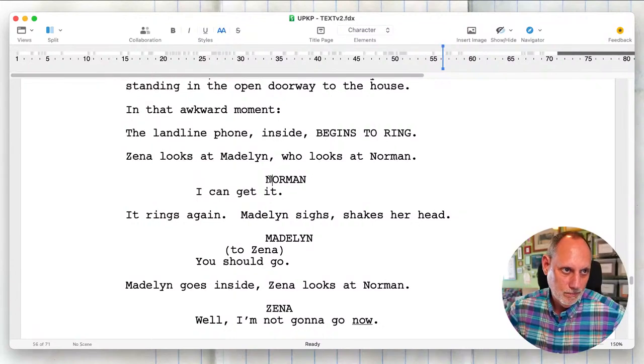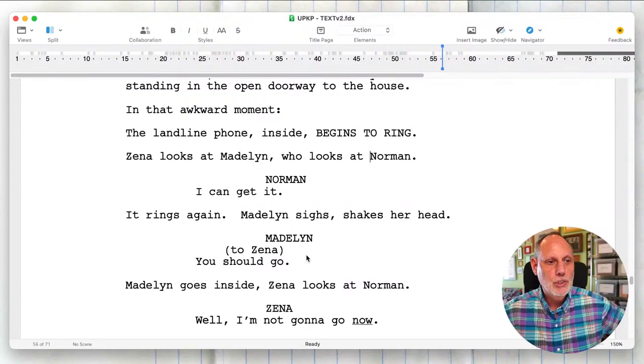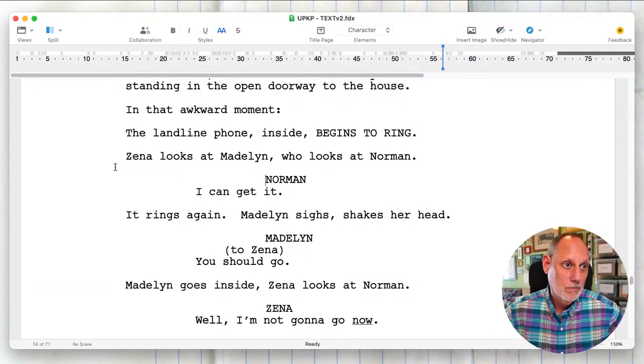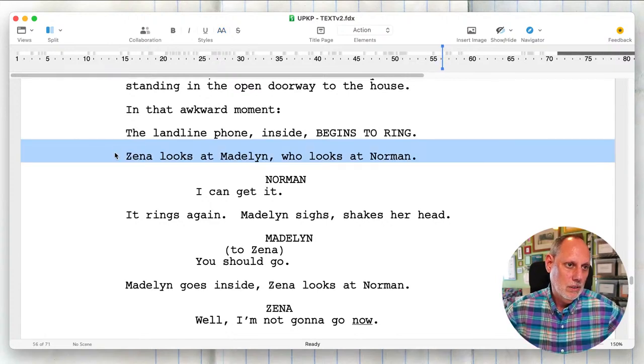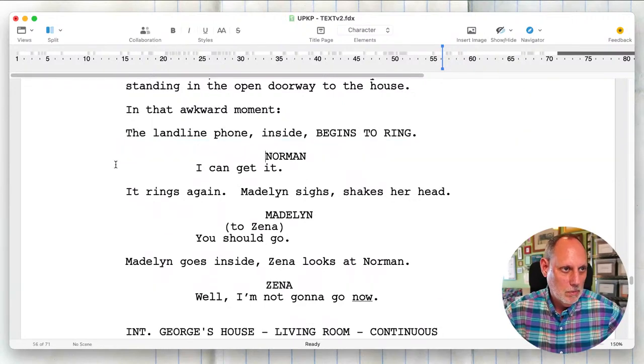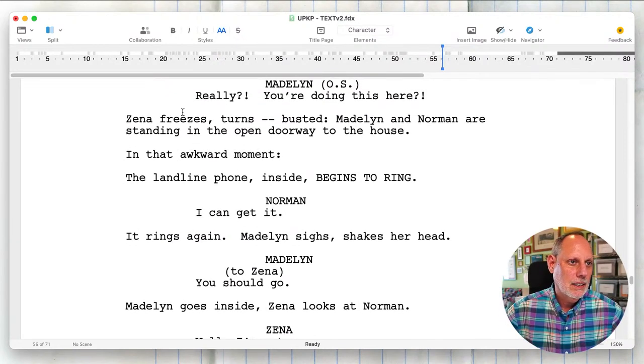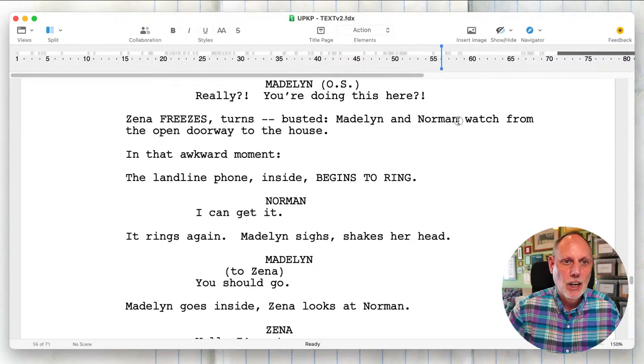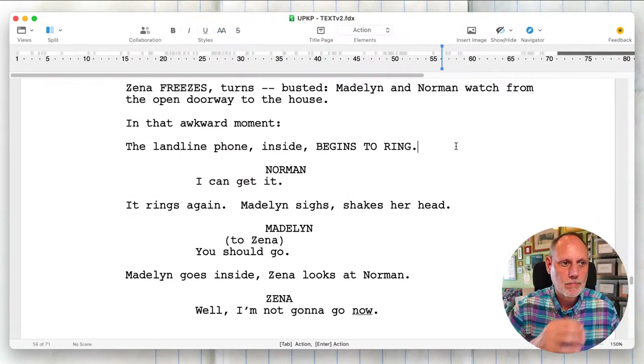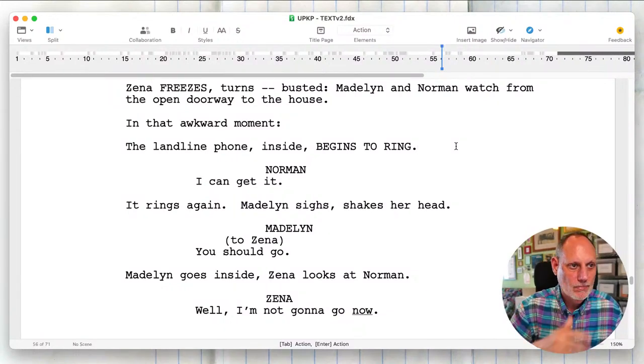All right, what is this? Okay, so now this I can get it, you should go. All right, Xena's already looking at Madeline, so I don't need that. See, this is more active than standing in, watch from. All right. Yeah, I don't think we need this.